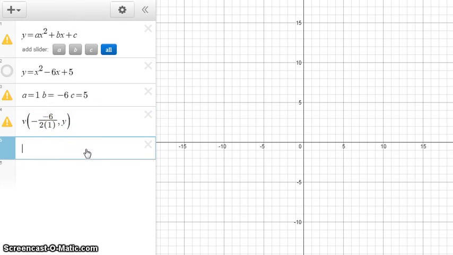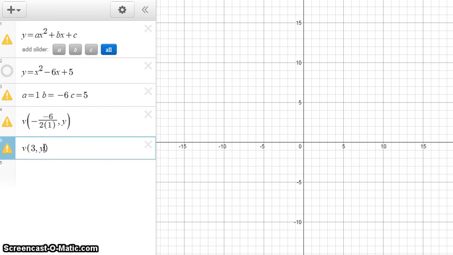Alright, so my vertex is a point, either minimum or maximum. In this case, my leading coefficient is positive, so I know this is going to be my minimum. -(-6) becomes 6 over 2, which is 3. So the x coordinate of my vertex is 3. But I still don't know what my y coordinate is. So how do I find the y coordinate? Think about that.